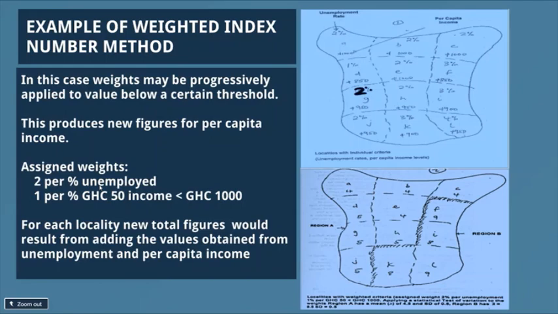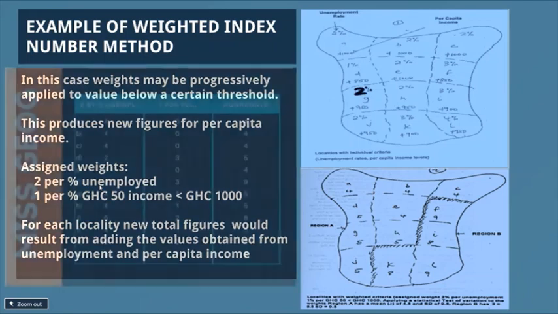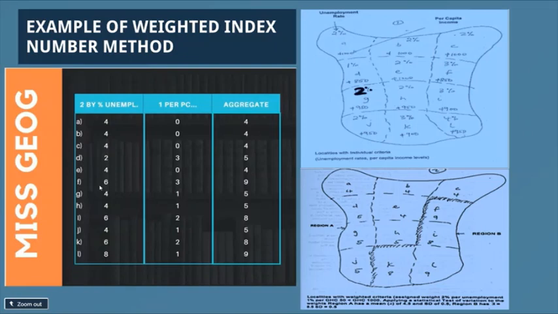Let's demonstrate it here to make it easy for us to understand. Okay, so for territory A, its unemployment level was 2%, and according to our criteria or our weight, for every unemployment, we are going to multiply it by 2.